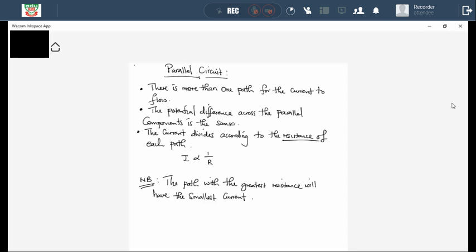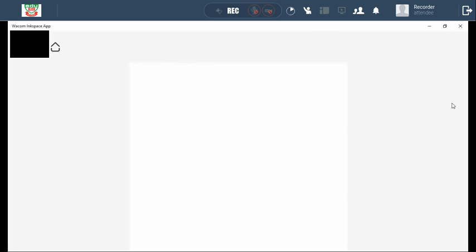But as current divides, I think I need to emphasize and say the path with the greatest resistance will get the smallest current because current favors a path that has got lower resistance. Quickly, let me look at an example of a parallel circuit diagram, and then I do the calculation there and explanations, and then it will be okay for this presentation.